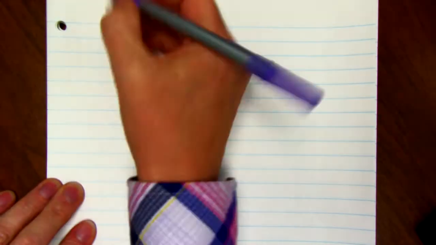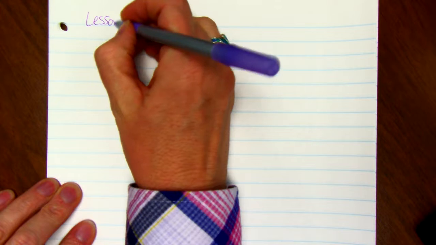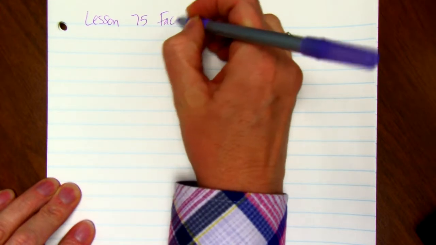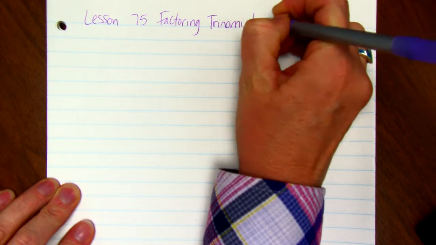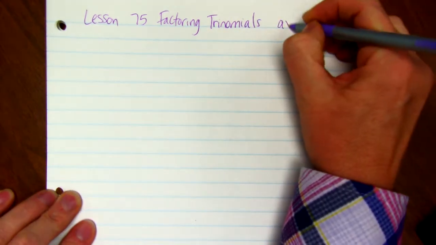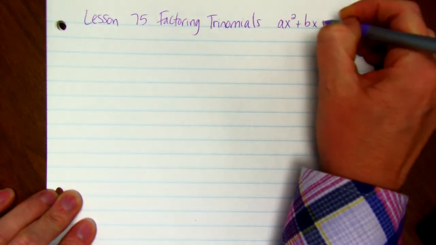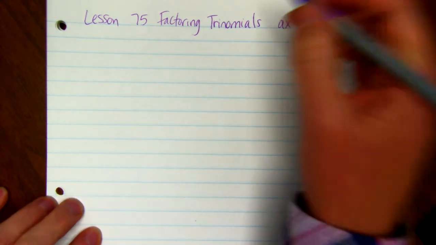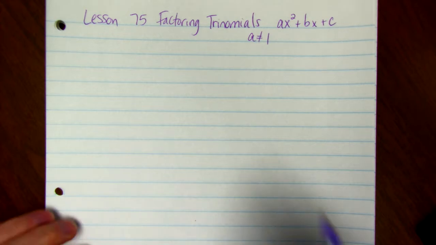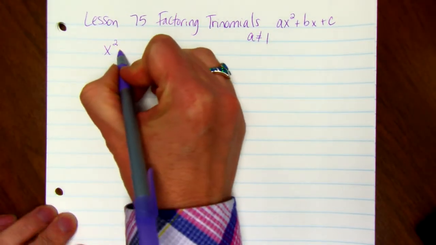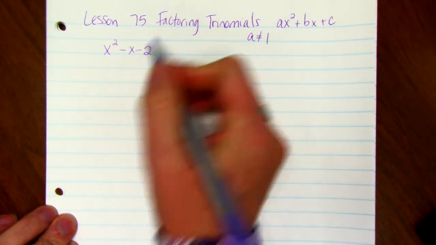Lesson 75, factoring trinomials of the form ax squared plus bx plus c, where a does not equal 1. So we've done factoring where a did equal 1. This is an example of one we already talked about.